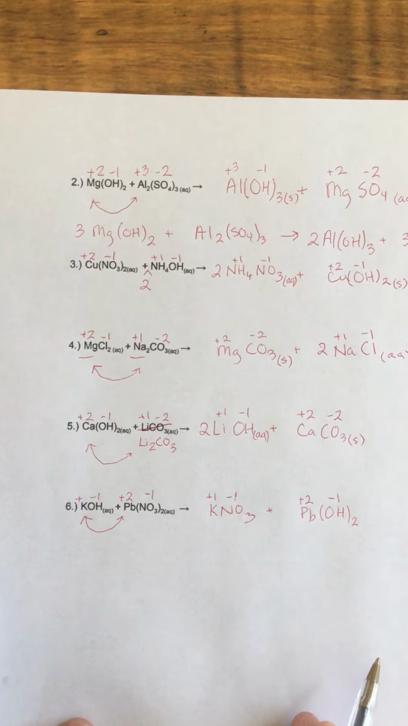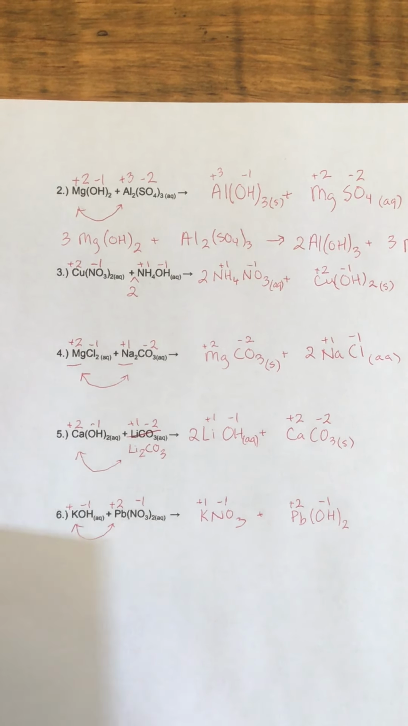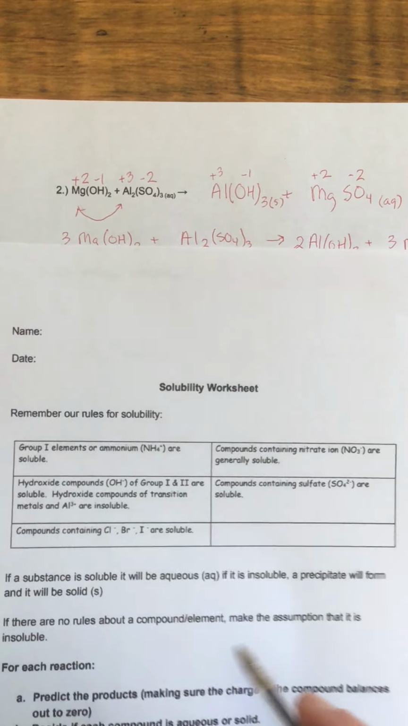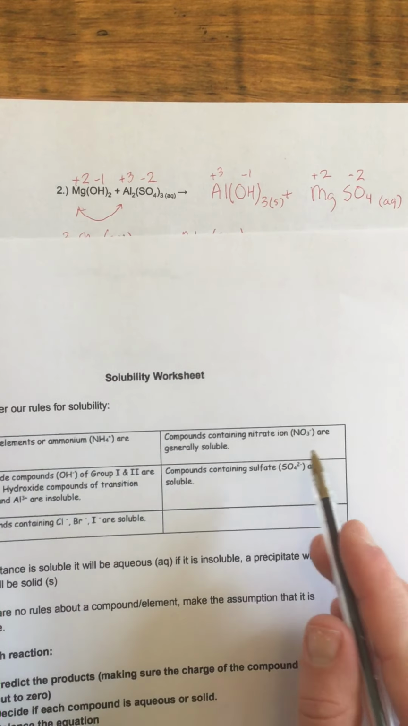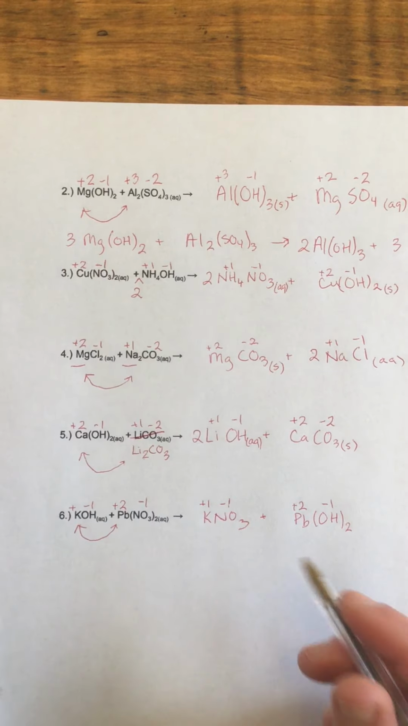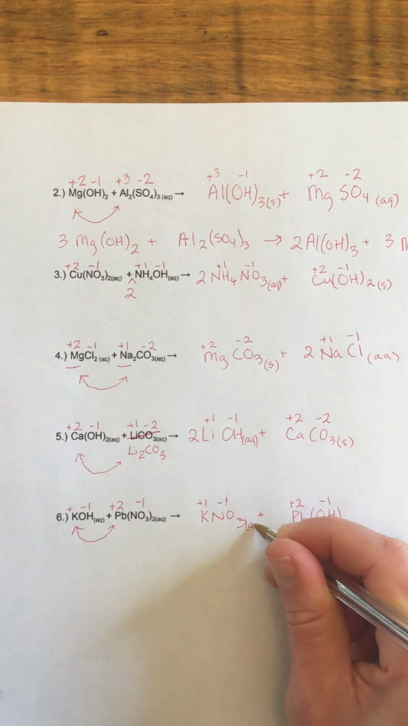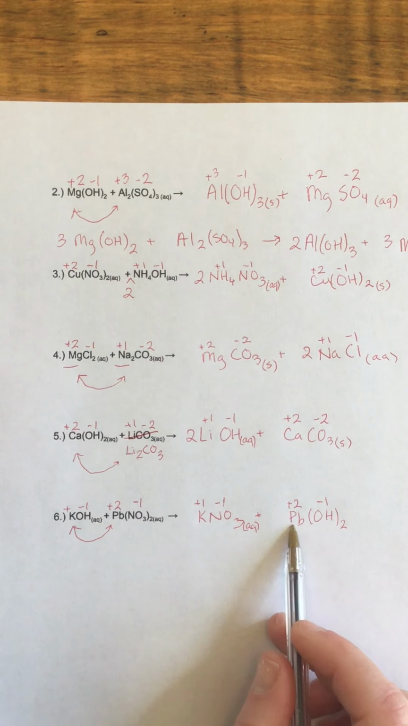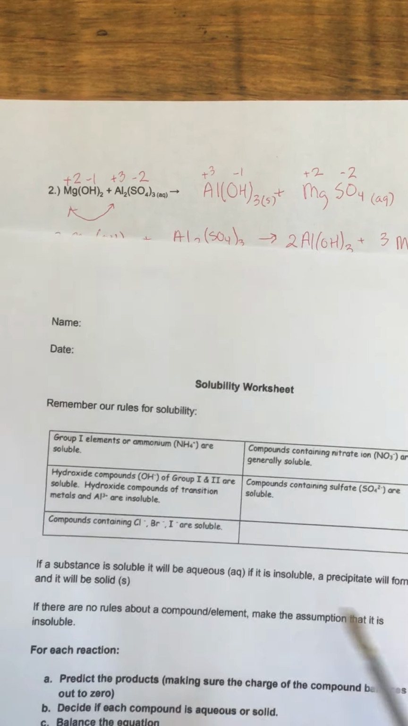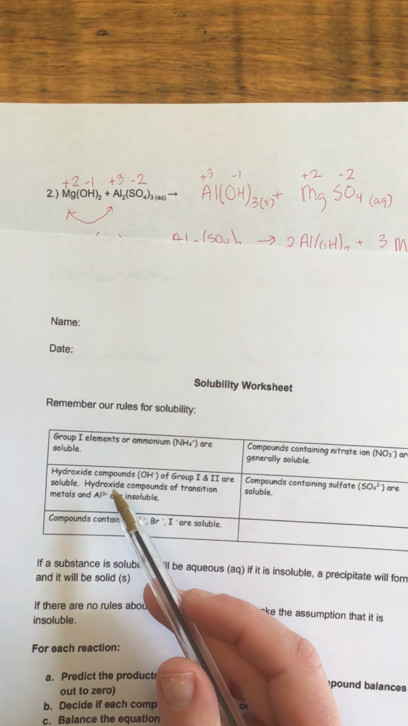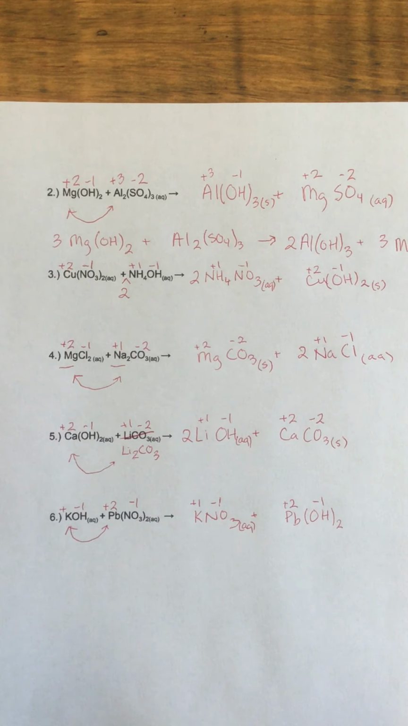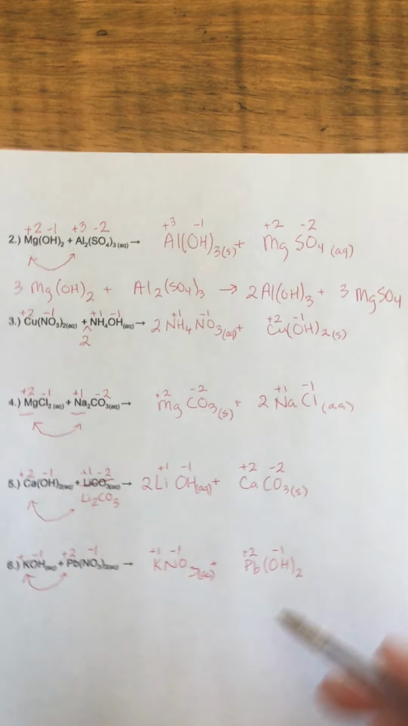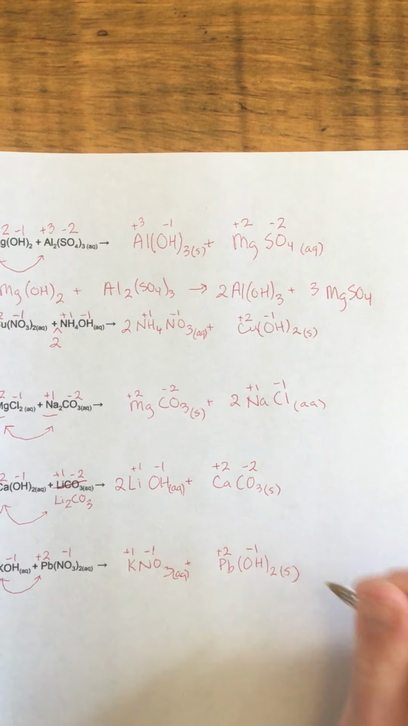Then I'm going to look at my solubility rules. I have a rule about nitrate, right? Nitrate are soluble, so this would be aqueous. And then lead hydroxide, we're using the same rule we used last time. Hydroxide compounds with transition metals are insoluble. So this one would be our solid.